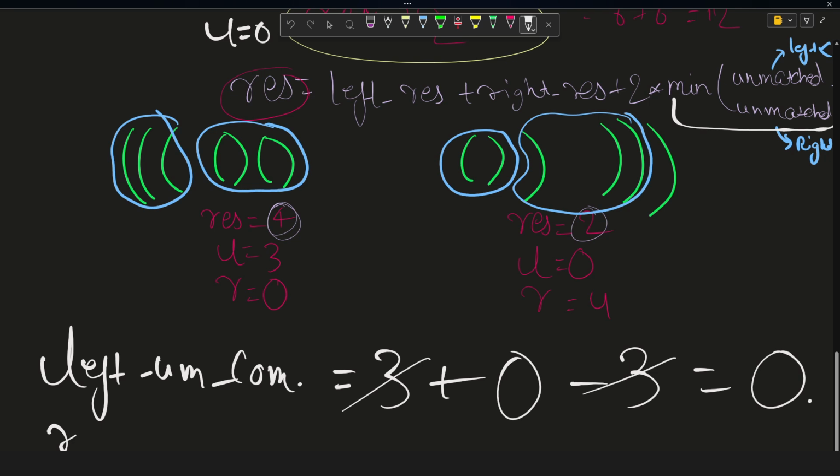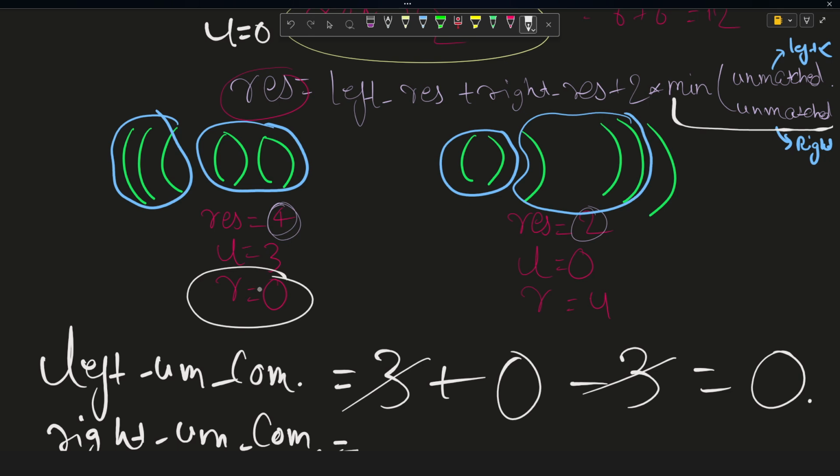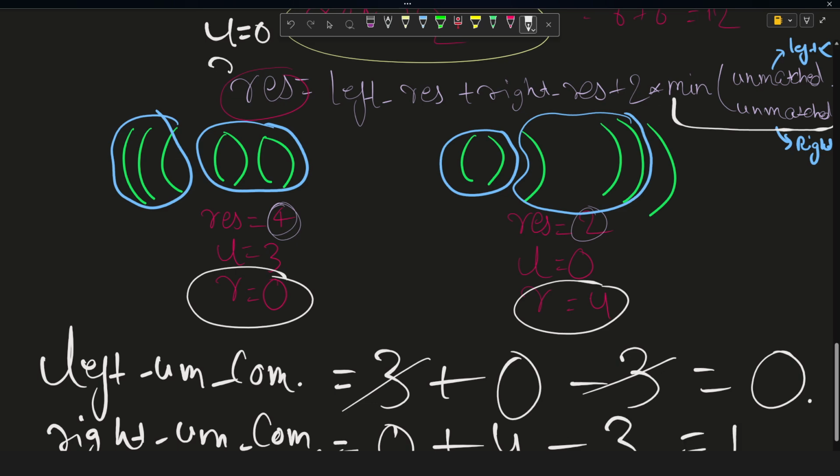In the same way, if I try to evaluate the right unmatched for the combined node, it will be equal to the right unmatched bracket value for the left child, that is 0 here, plus the right unmatched bracket value for the right child, which is 4 here, minus whatever the common number of right, that is closing, brackets that we lost. Since we lost these 3 closing brackets, I will say 3. So 4 minus 3 is 1. So I will say the right value is 1 here.